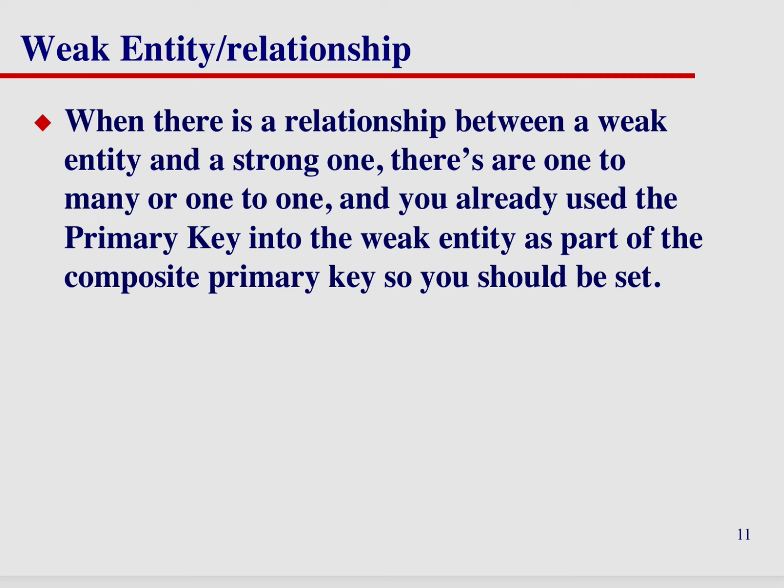We're already done. So if you think about it, it's usually one-to-many or one-to-one because it has to connect to that strong entity. And so because it had to connect, we already put the primary key from the other table into there. So we should be set. So here we should be good.